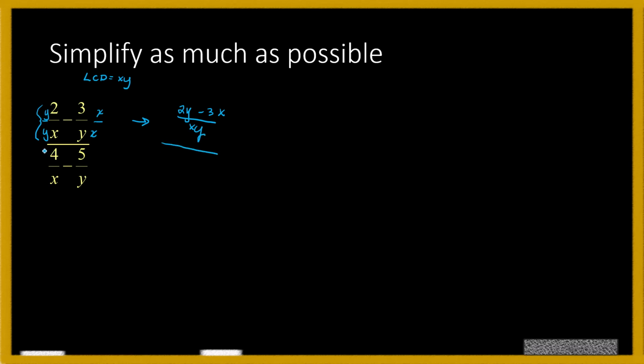Now I'm going to focus on the denominator. In this case, the LCD is also xy. So again, on the first fraction, I need a y in the denominator, so I must multiply top and bottom by the same number. So this gets me 4y over xy. And on the other side, I multiply top and bottom by x, and I get minus 5x all over the common denominator of xy.